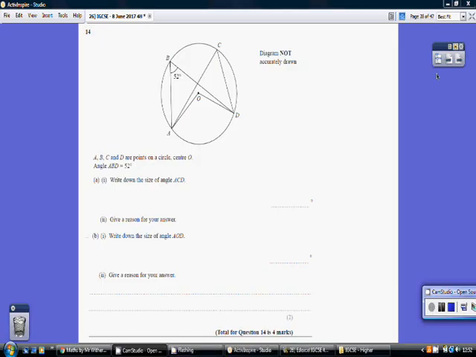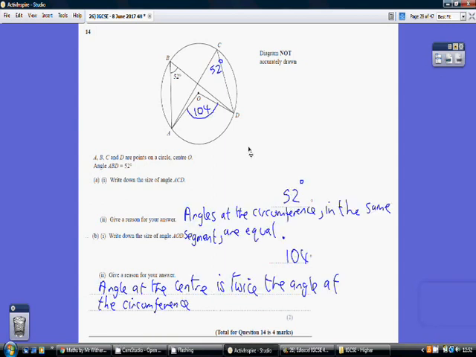Question 14. So for part A(i), I've been asked to write down the size of angle ACD. Now this is one of these circle theorems where these two angles at the circumference are the same, provided they're in the same segment, so provided they're both above the line AD.